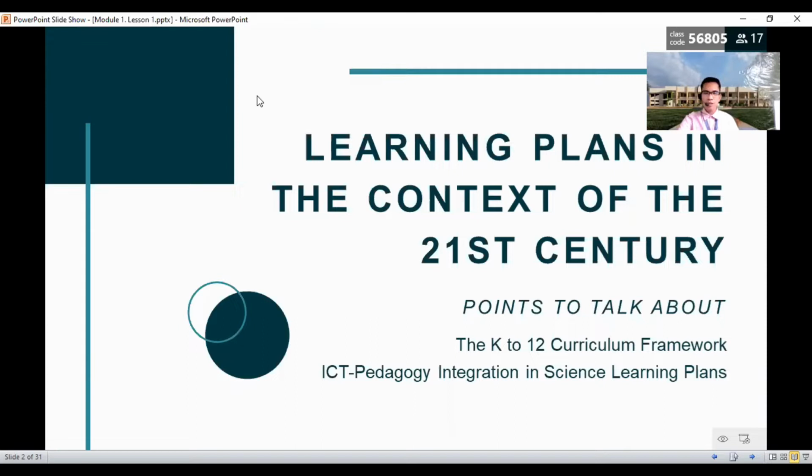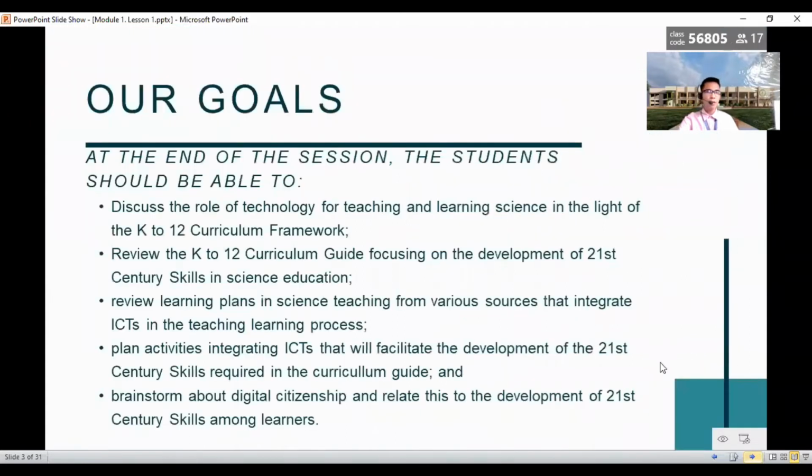The first is the K12 curriculum framework and ICT pedagogy integration in science learning plans. But let's have first the K12 curriculum framework. So along with the discussion or at the end of the session, these are the things that you're going to do. Discuss the role of technology for teaching and learning science in the light of the K12 curriculum framework. Second, review the K12 curriculum guide focusing on the development of 21st century skills in science education.